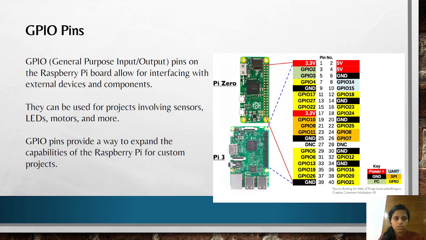GPIO pins, that is general purpose input or output pins. The Raspberry Pi board allows for interfacing with external devices and components using GPIO. They can be used for projects involving sensors, LEDs, motors, and more. GPIO pins provide a way to expand the capabilities of the Raspberry Pi for custom projects.